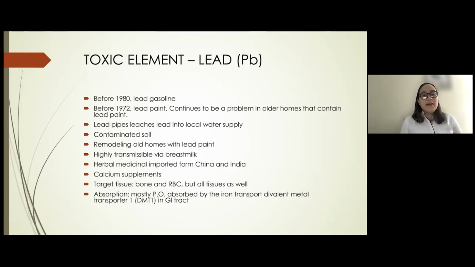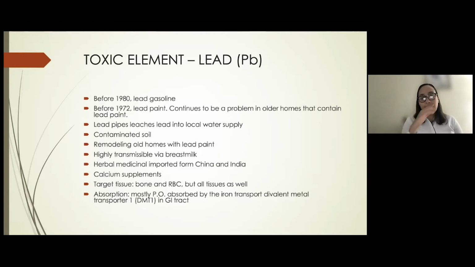Now let's move on to lead. Before the 1980s, lead was commonly found in gasoline. Before 1972, there was lead paint. However, lead paint continues to be a problem in older homes that haven't been remodeled, or people might just not be aware that the paint used at that time has lead.